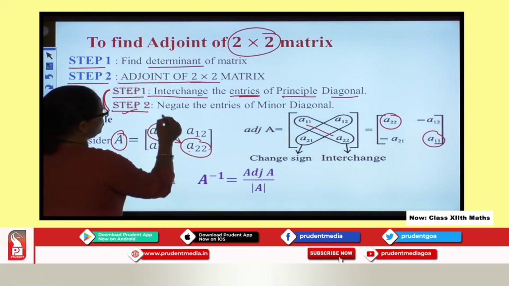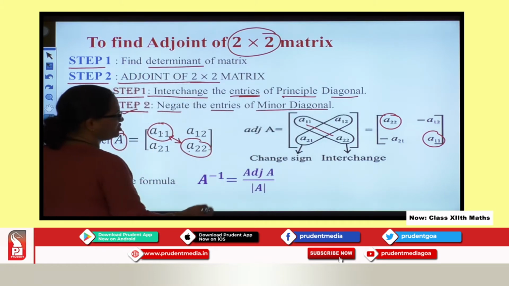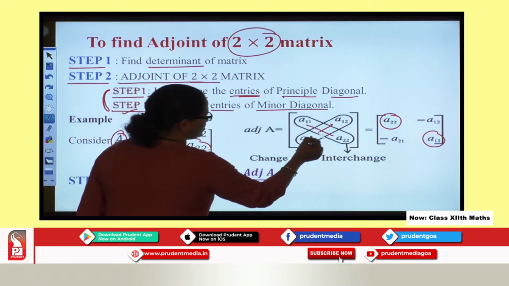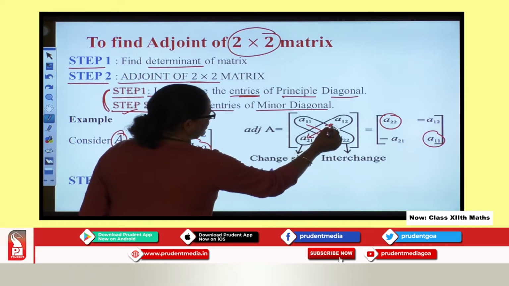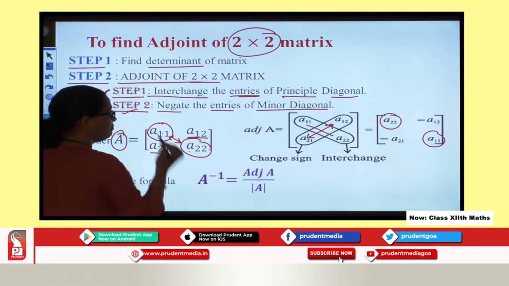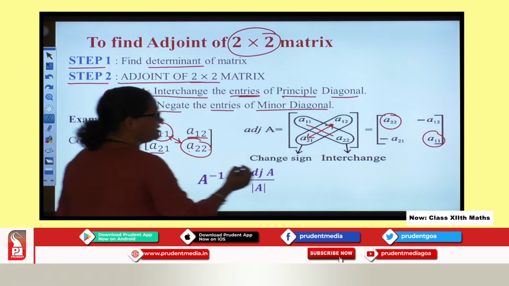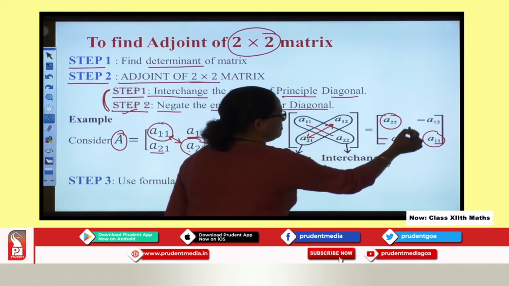Second step tells you to negate the entries of the minor diagonal. Now which is your minor diagonal? This is your minor diagonal. What I need to do is keep these places as they are, but I need to negate them. Negate them in the sense that I need to give a minus sign.